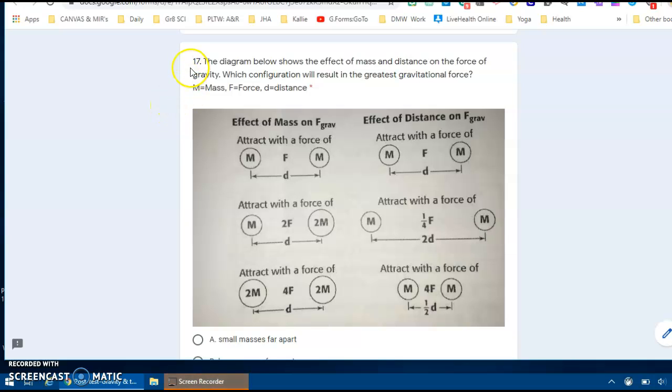Question 17. The diagram below shows the effect of mass and distance on the force of gravity. Which configuration will result in the greatest gravitational force? Remember, m equals mass, F equals force, and D equals distance.